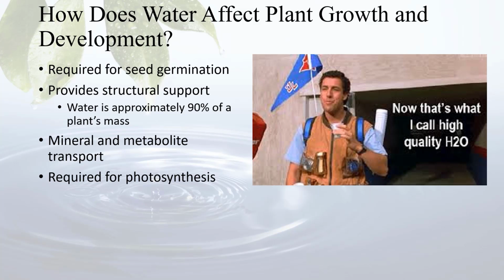All right. So as we're going to see, water is required for seed germination, right? It's that first step of seed germination after that dormancy condition's been alleviated. Water also provides structural support to our plant, right? It actually makes up around 90% of the plant's mass. Water is important for mineral and metabolite transport, right? So once those minerals are pumped into our plant roots, they're going to need water to travel up through the plant. And then water is also required for photosynthesis.